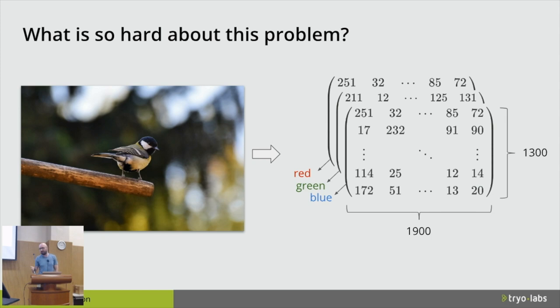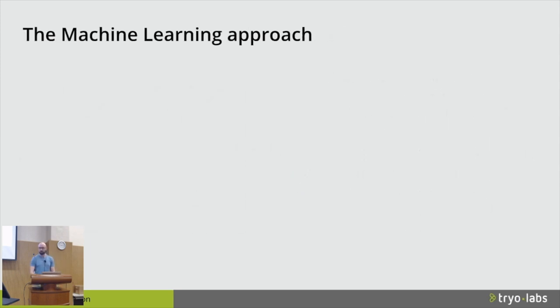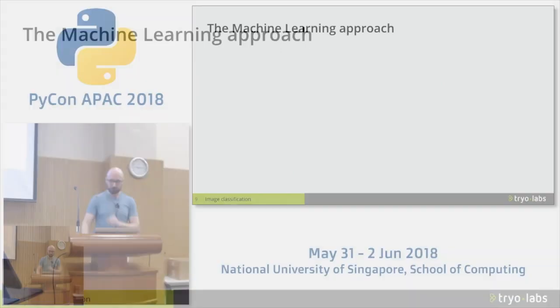There are many, many variations of birds. Many things that look completely different can be a bird. So how do you encode all that knowledge in a giant if else, if else, if else, looking at the regions of pixels? So it's very, very hard. So what people have done is actually use the machine learning approach.